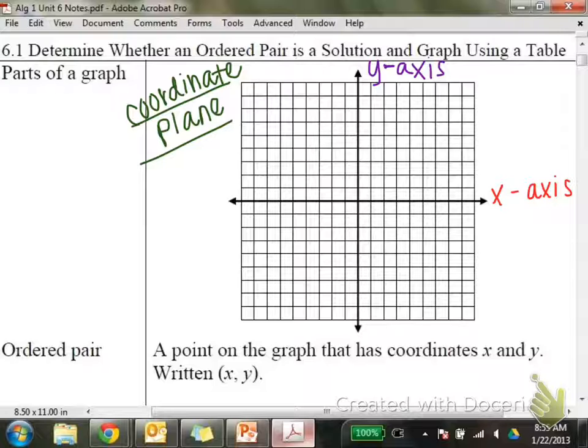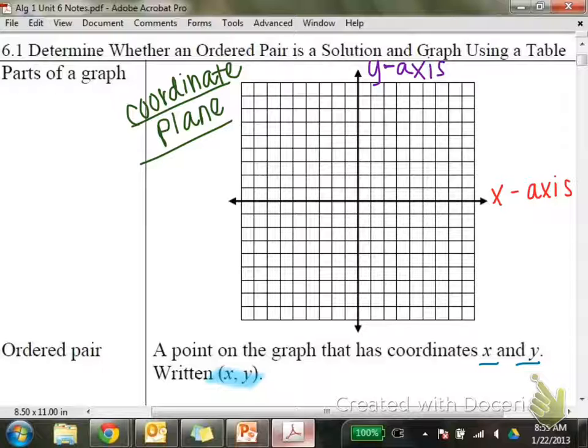Okay, so also on our graph are going to be what we call ordered pairs. I'll give you the definition of an ordered pair. It's right down below. An ordered pair is a point on the graph that has coordinates x and y. We write it in parentheses. The parentheses are very important, as (x, y). Okay. So we write it as (x, y). It must be in parentheses. That is the most important thing.